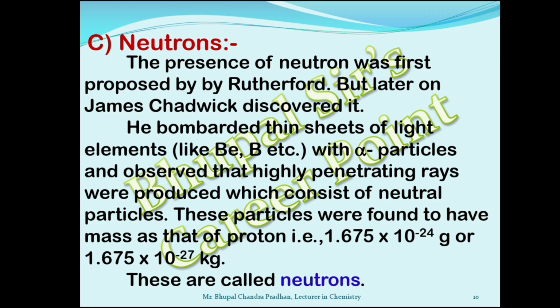The presence of the neutron was first proposed by Rutherford, but later on James Chadwick discovered it.